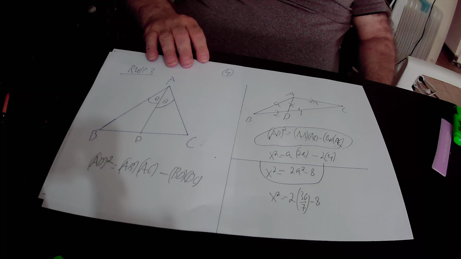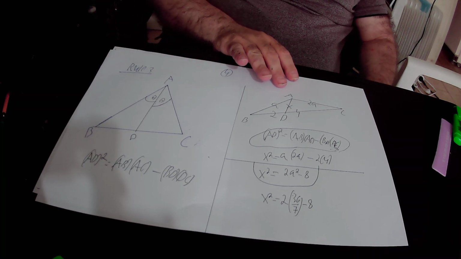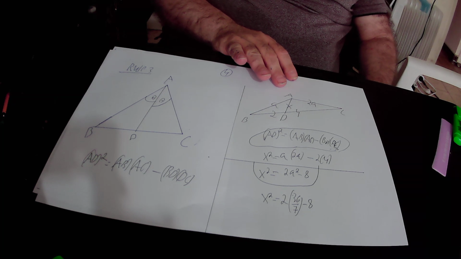We implemented rule number 3 in triangle ABC, so I copied triangle ABC in this new page and implemented rule number 3 in this triangle ABC.